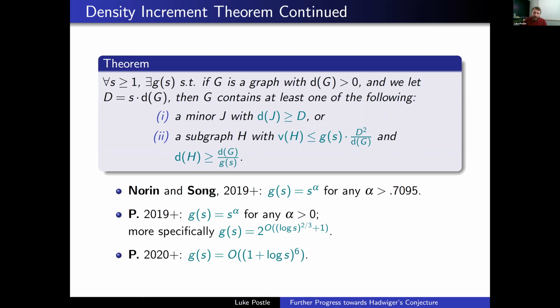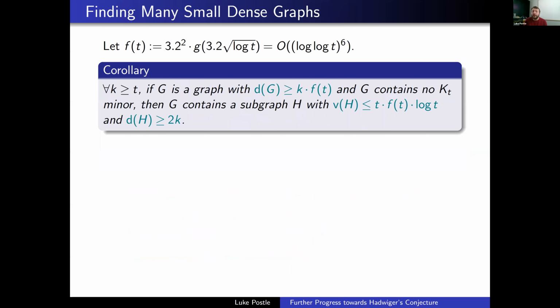Okay, so that's a density increment theorem. What can you do with it? Well, as I suggested, then you can find small graphs, right? So here, let f of t be 3.2 squared g of 3.2 log t. Basically, that'd be on the order of log t to the 6th.